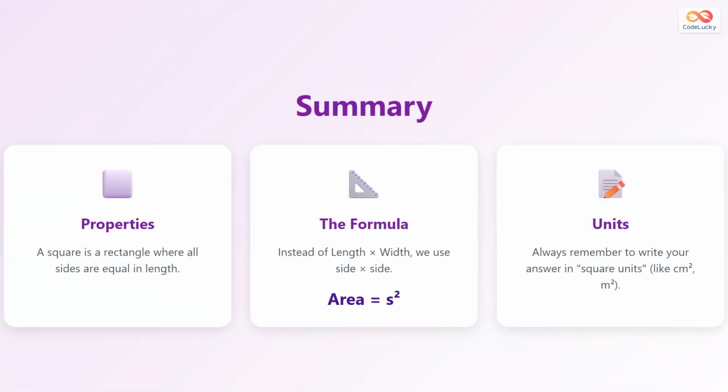To summarize what we learned today, a square is just a rectangle with equal sides. The formula for its area is side squared, and always remember to express your final answer in square units.